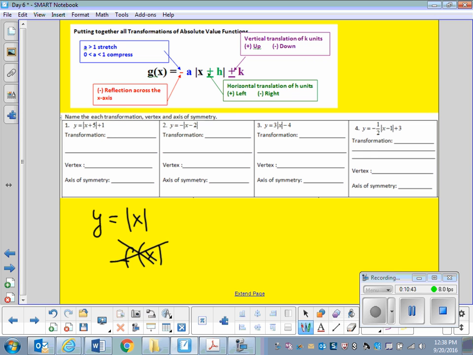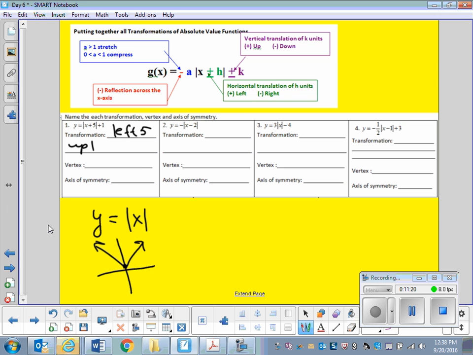So the first one, what transformations did we do to the parent function y equals absolute value of x to get this one? You went to the left 5, and up 1. Very good. Everyone sees that? The original vertex of the parent function, remember, was 0, 0. So this was the original function, and this is my vertex, 0, 0.